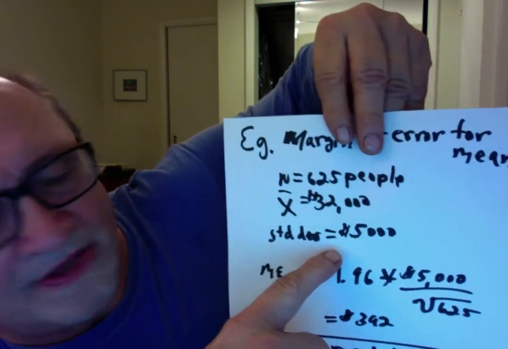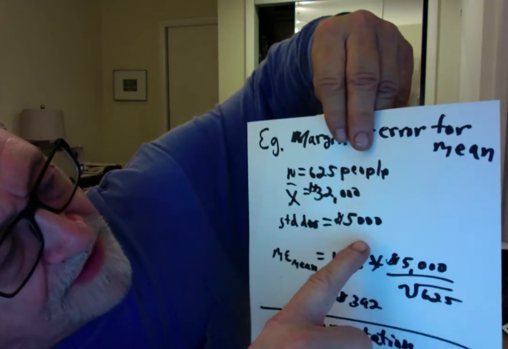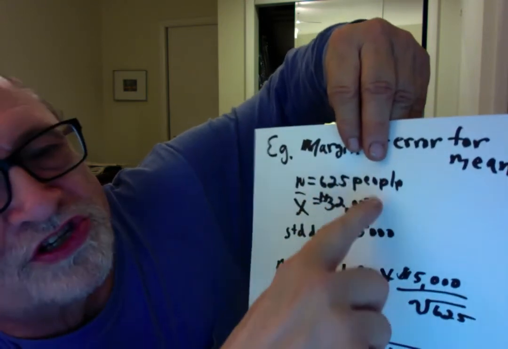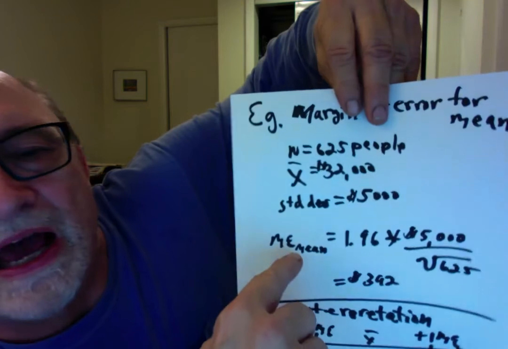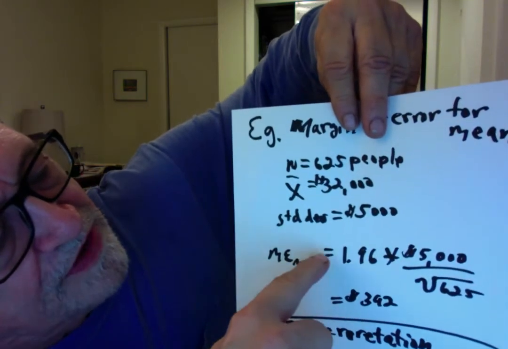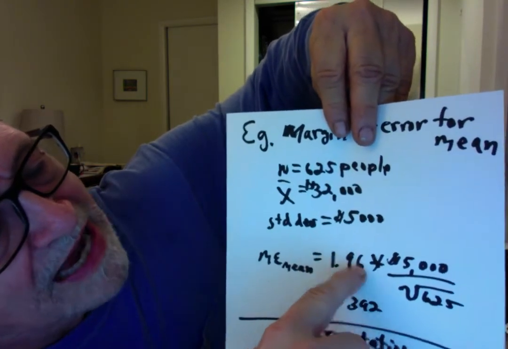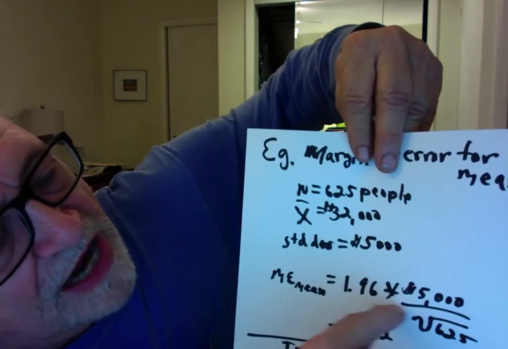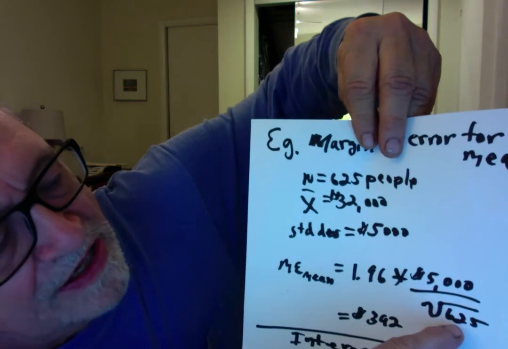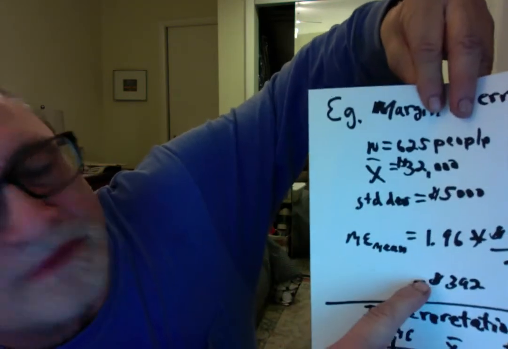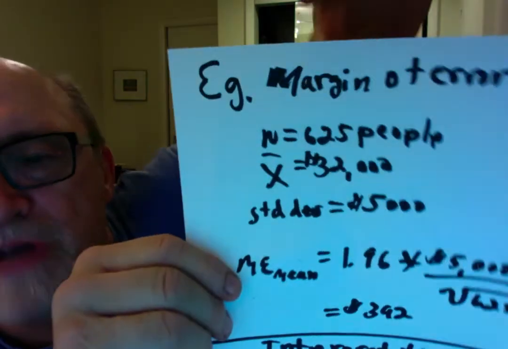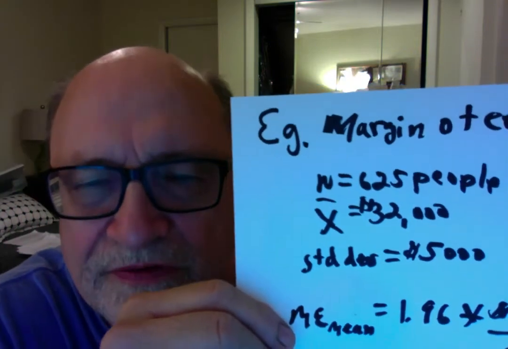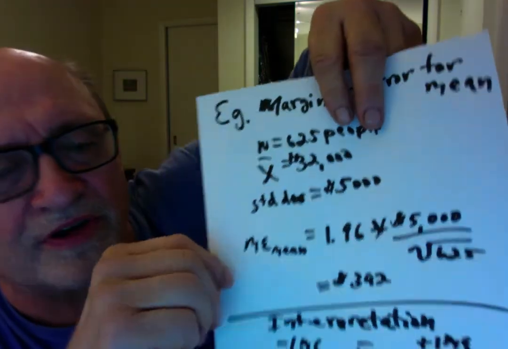Then we calculate the standard deviation. We'll talk about that at the end of the semester. That comes out to $5,000. So we stick these numbers into that formula I gave you. The margin of error for the mean is 1.96 times, we put $5,000 in for the standard deviation, over the square root of N, 625. And it comes out to $392. That's the margin of error of income in this circumstance.